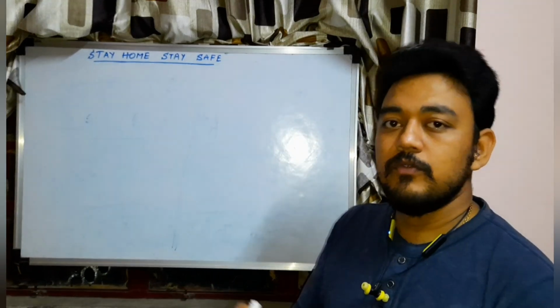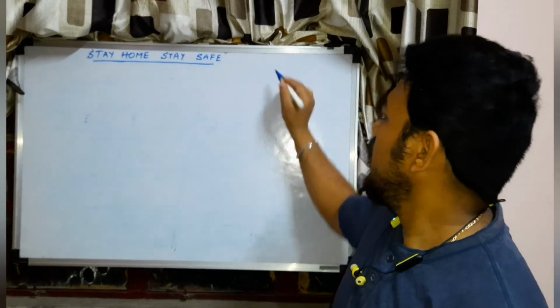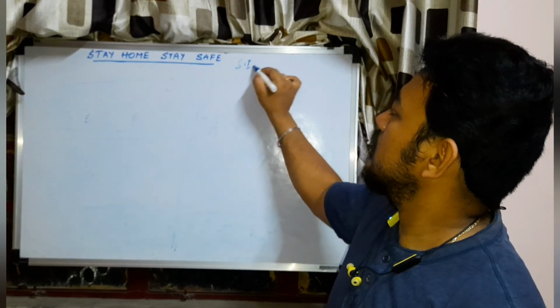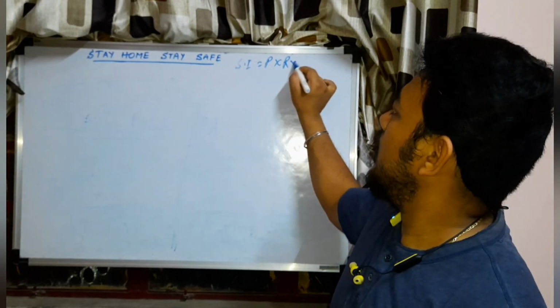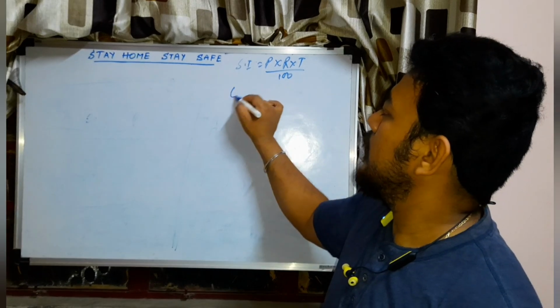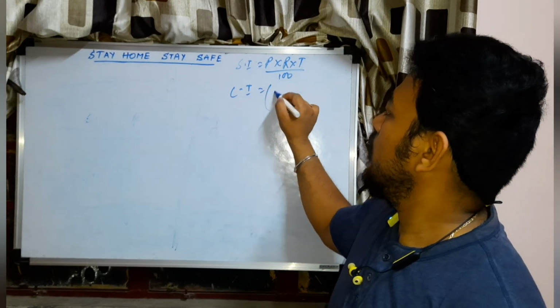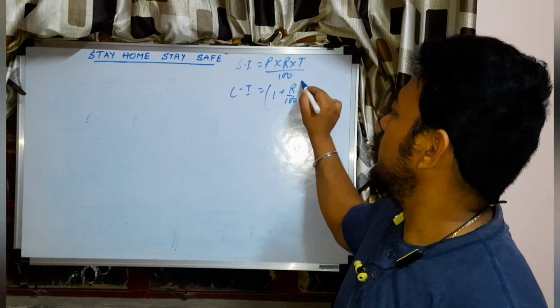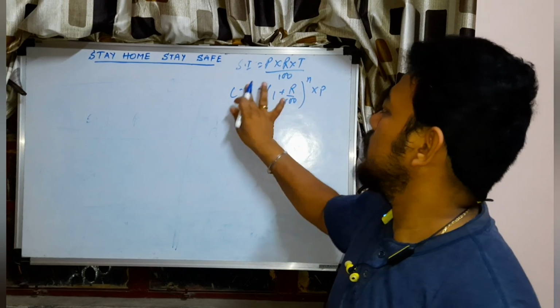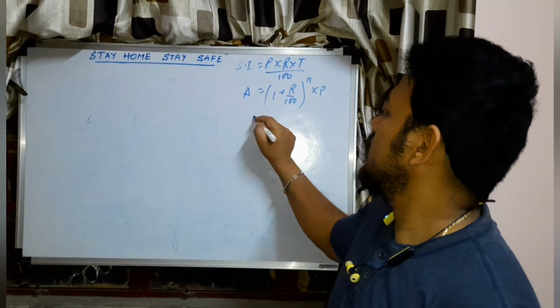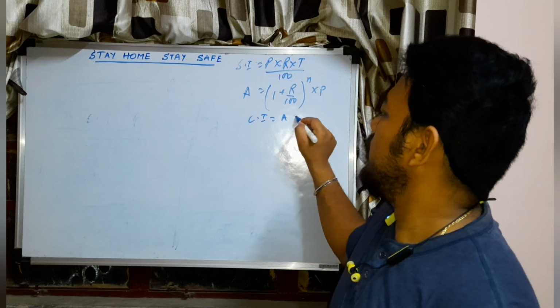Now let us write both the formulas a little bit here so that you can understand what I am doing. SI is P into R into T by 100, and CI is equal to (1 plus R by 100) whole to the power n into P. Sorry, this is the amount. CI is equal to amount minus principal.